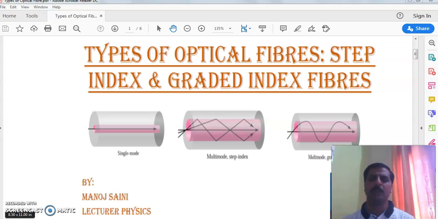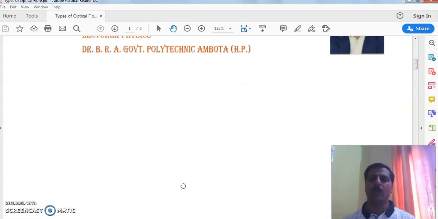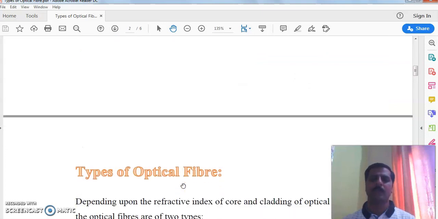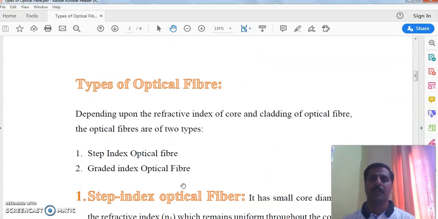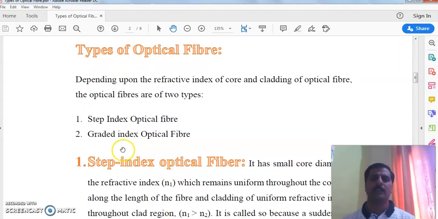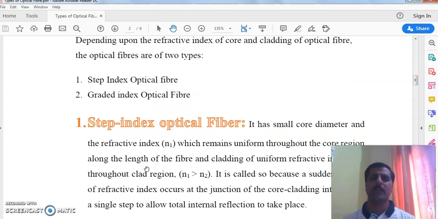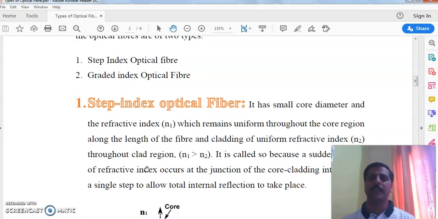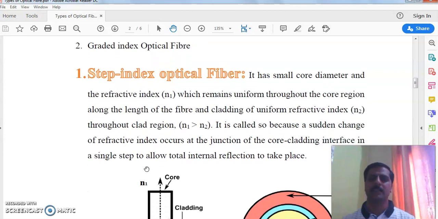So depending upon the refractive index, the optical fiber is mainly of two types. One, step index optical fiber, and second is graded index optical fiber. So now first we discuss the step index optical fiber. As the name indicates, step index.